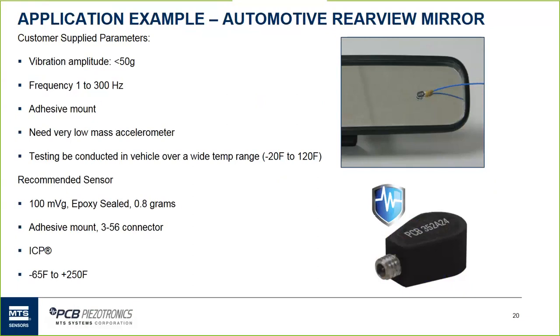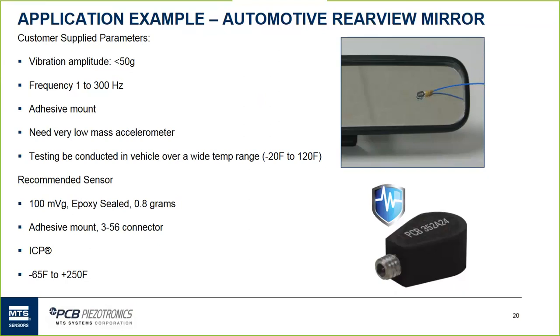The customer provided some parameters: vibration less than 50 Gs, frequency range between 1 and 300 hertz. You wanted to do an adhesive mount, since you can't really stud mount on a mirror or glass, and you needed a very low mass accelerometer, because a large mass, of course, would change its characteristics and dampen them. And testing needed to be conducted in a vehicle over a wide range of temperature.